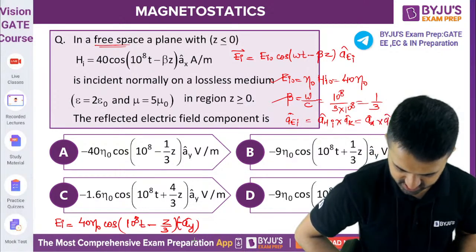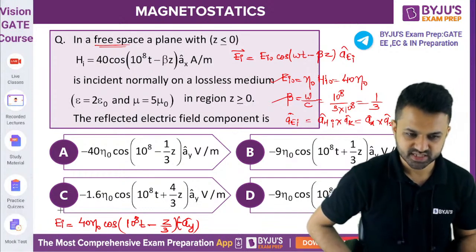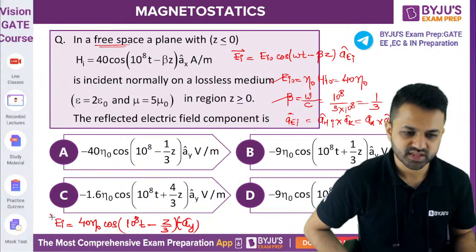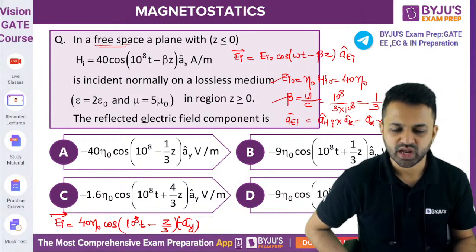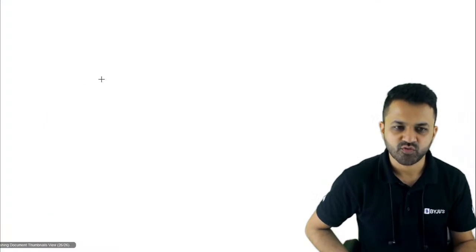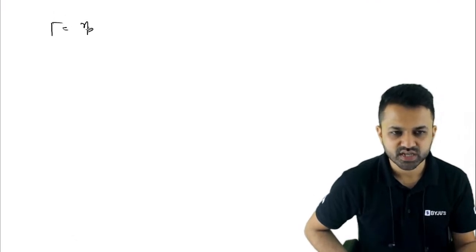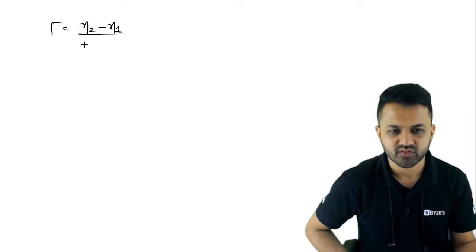Yes, Akansha Vasisht has got the answer as C and Pratyusha has got answer as B. Okay, so first of all, this thing we have got. Now we want to calculate the reflected electric field. So for that we need to calculate the reflection coefficient, and the reflection coefficient is eta 2 minus eta 1 divided by eta 2 plus eta 1.